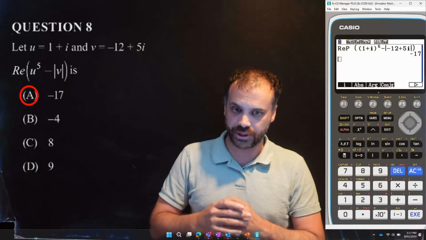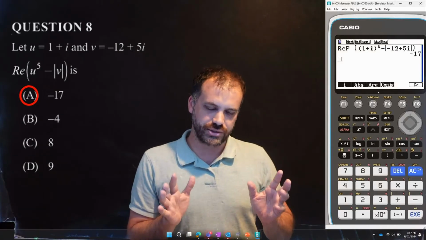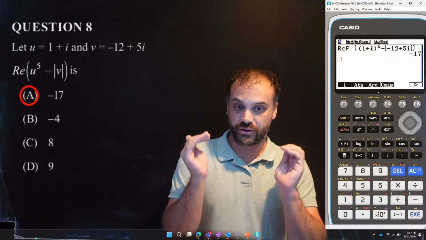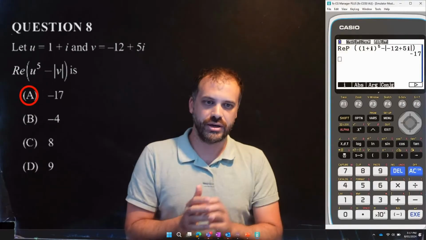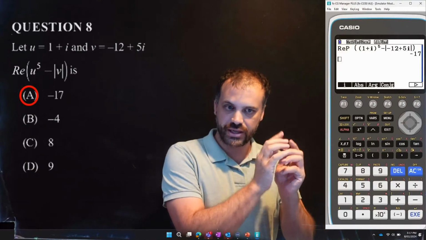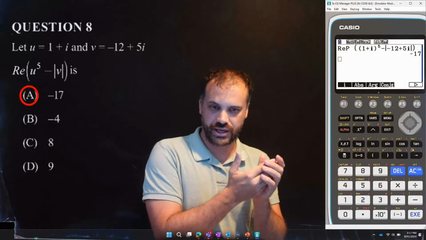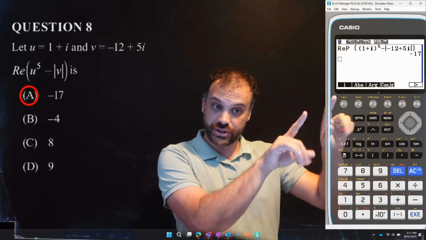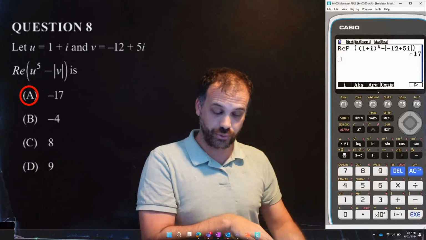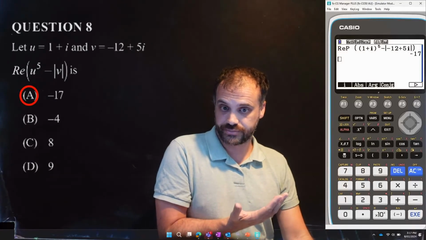I just followed the formula. You could do it in different ways. You could do 1 plus i to the power of 5, figure out what that is. Do absolute v, figure out what that is. And then just look at the real component rather than ask your calculator. But like I said, I want to show you that your calculator can really do all of that stuff. Some of you might not know that yet.